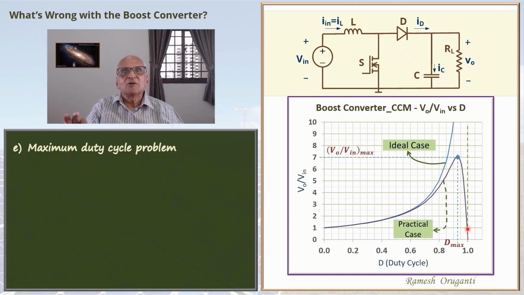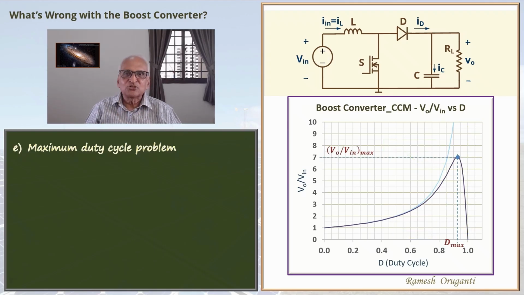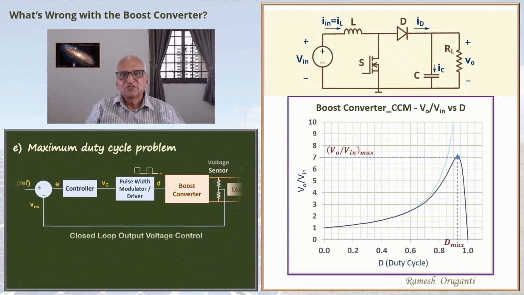So let us see what the problem is due to this. Let's say we take a practical boost converter and incorporate it in a closed loop voltage control system. So here, the output voltage of a boost converter is sensed by means of some voltage sensor. The sensed signal is VOS, that is compared with some reference voltage. E is the error.